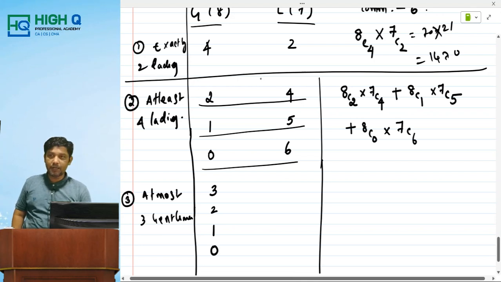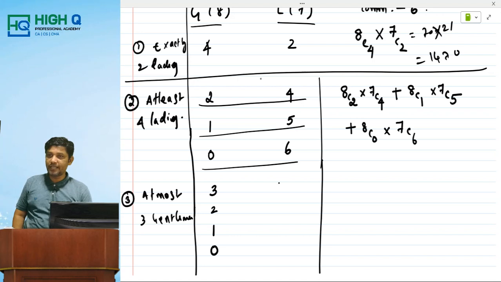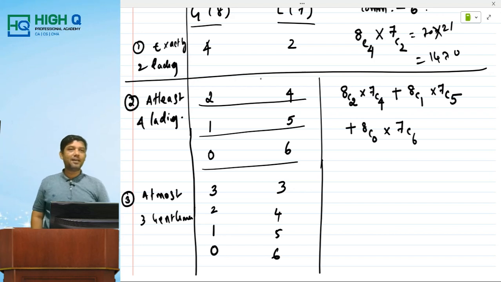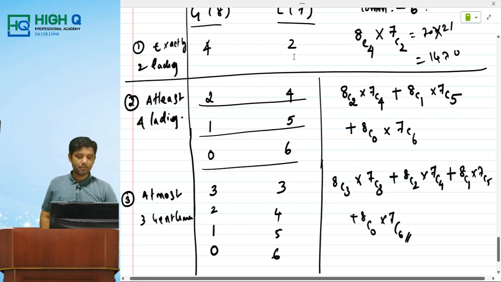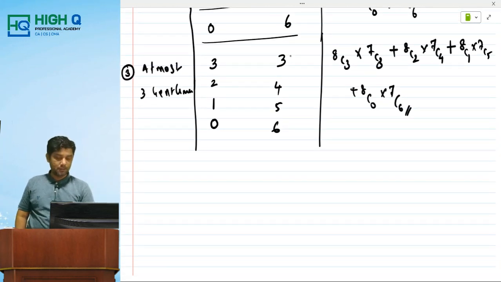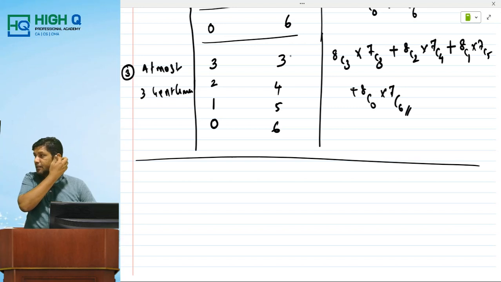If there are 3 gentlemen, how many ladies are needed? Is it right, my dear? Now, what is the answer? 8C3 into 7C3, correct? You understand the logic, my dear? You understood how we have to get this? Say yes or no? Yes, sir.